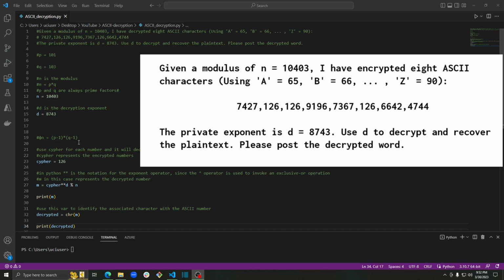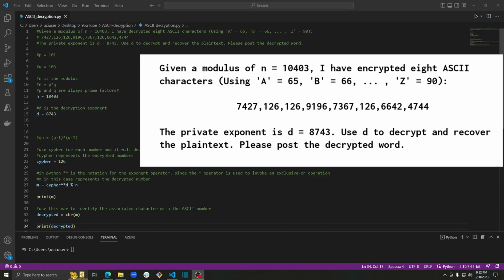Now, for those of you who don't know, ASCII characters follow a format where A equals 65, B equals 66, all the way to Z equals 90. Now we have these encrypted ASCII characters, numbers, and we want to decrypt them back to their values of 65 to 90, whatever they are, to decode the message. The only other information given is that the private exponent is D equals 8743.